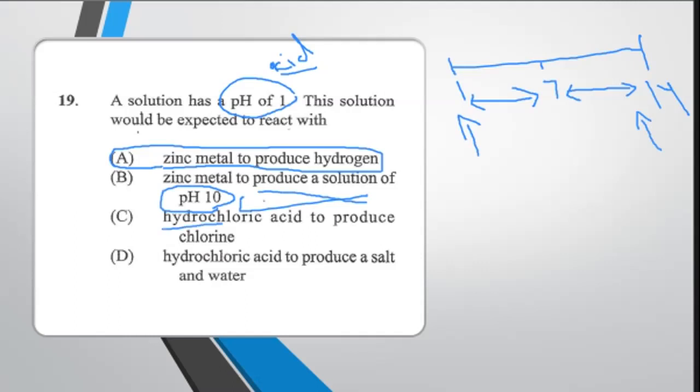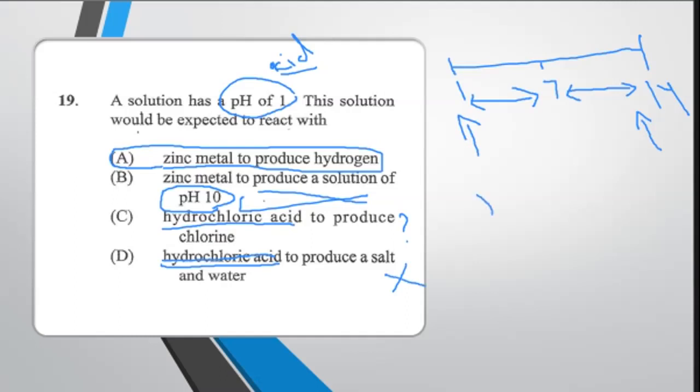Acid plus hydrochloric acid, you wouldn't add an acid to an acid, that doesn't make sense at all, to produce chlorine. Acid plus hydrochloric acid to produce a salt and water? No, an acid plus a base gives you salt and water, not an acid plus an acid. That doesn't make sense either.